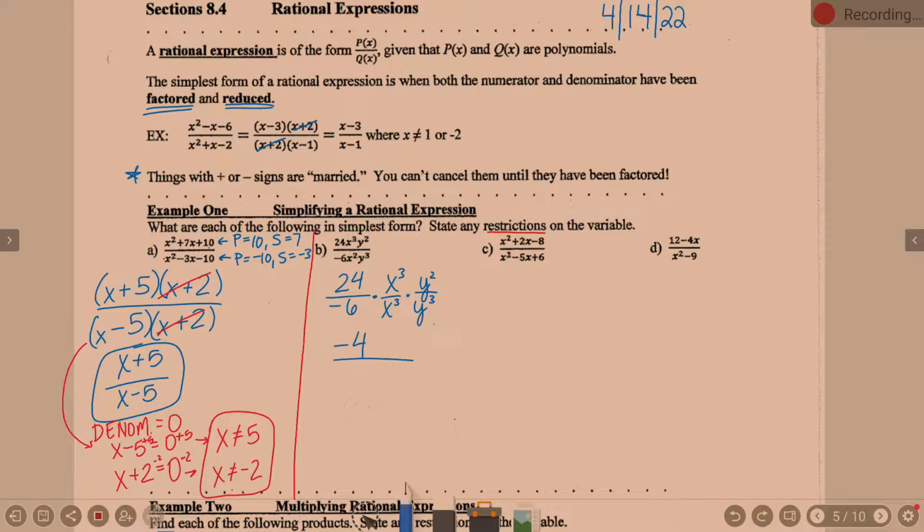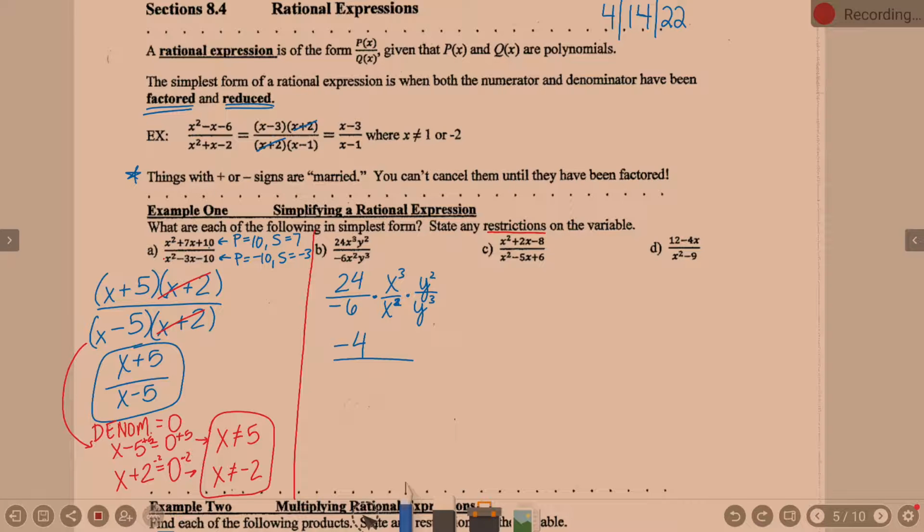I wrote something wrong, didn't I? Yeah. Did I say it wrong too? I bet I did. I don't know. Okay. I didn't even know that. The x's. X to the third divided by x to the second is what it was supposed to be. I don't know what I was thinking.